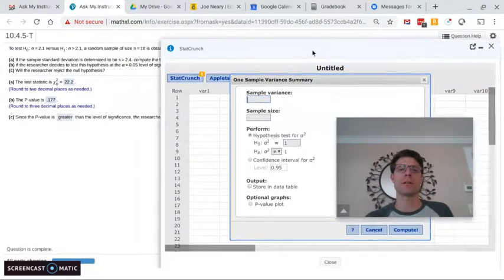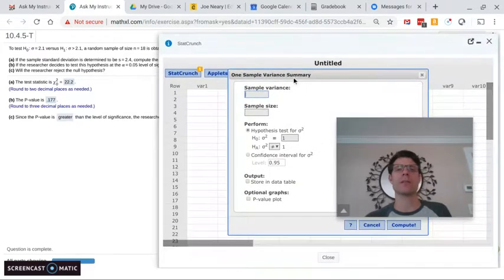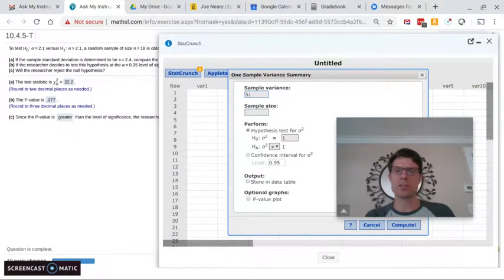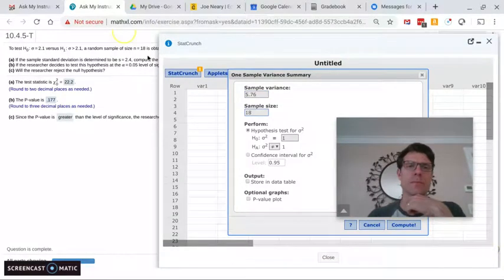Okay. And we need the sample variance. Now, you notice that we can't put in 2.4. That's the sample standard deviation, but the variance is just the square of the standard deviation. So this is really 5.76. Okay. And then the sample size is 18 that we got from the problem here. The 5.76 comes from squaring this.